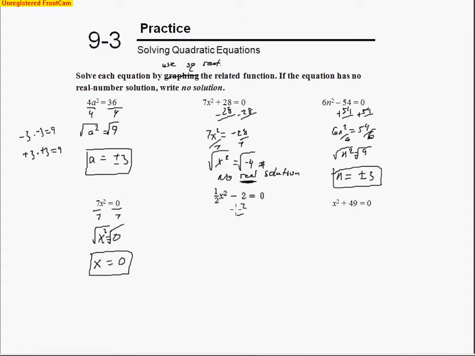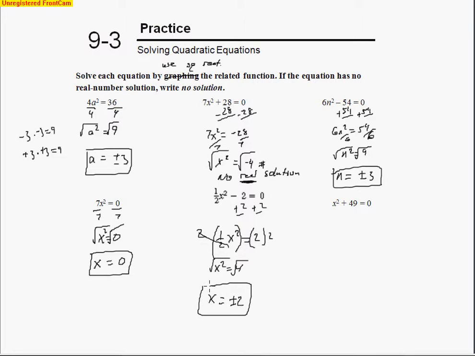On this one, I have to add the 2 to both sides, and I have this fraction. To get rid of a fraction, all we're going to do is multiply by its reciprocal, and that will cancel out the denominator. And so I've got x squared equals 4. So when I go ahead and take the square root of both sides, I'm left with those two numbers, plus or minus 2.